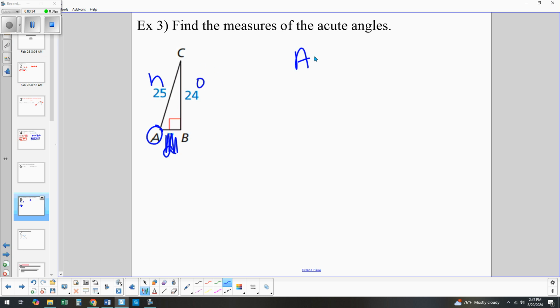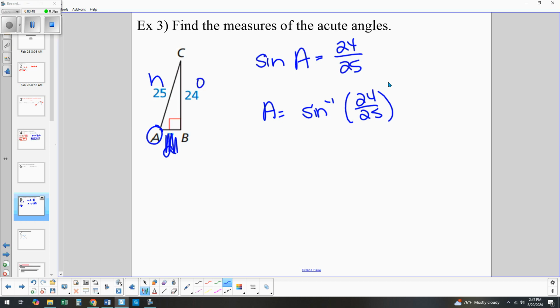So if the sine of A was really equal to 24 over 25, then A is equal to the inverse sine of 24 over 25. And if I use my calculator, I'm not going to show you these anymore because I'm sure you could figure out what buttons I'm pushing. The measure of angle A is 73.74 degrees.